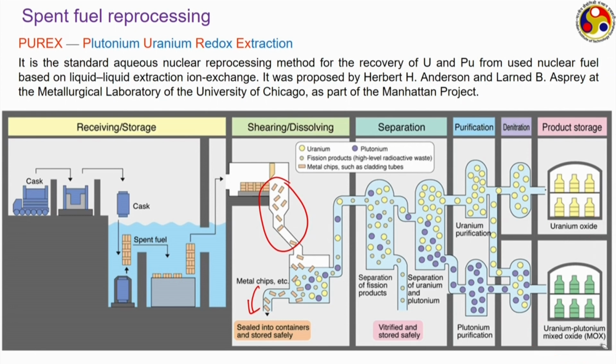The role of MOX is somewhat similar to the enrichment, because the objective of enrichment is to increase the U-235 percentage in the total fuel, or I should say the increase in the fraction of fissile nucleus in the total fuel.